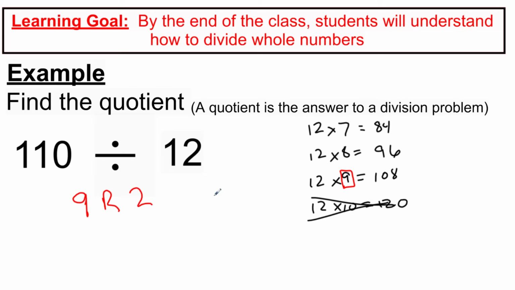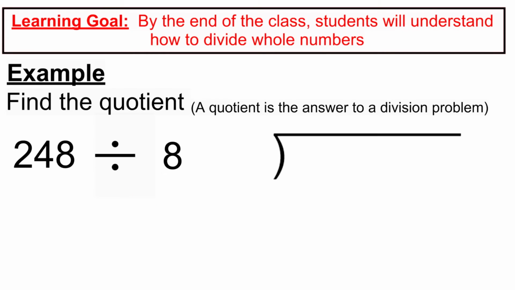Okay? So we're going to talk in a little bit about what to do with this going forward. But for right now, we're just going to say I can give everybody 9 whole items, and there are going to be 2 left over that I can't hand out to anybody yet. Okay? So let's talk about another one.